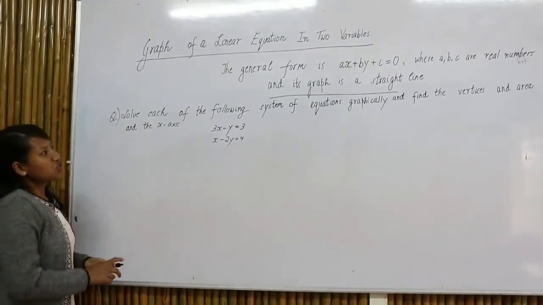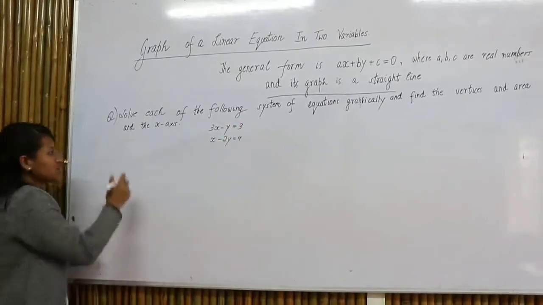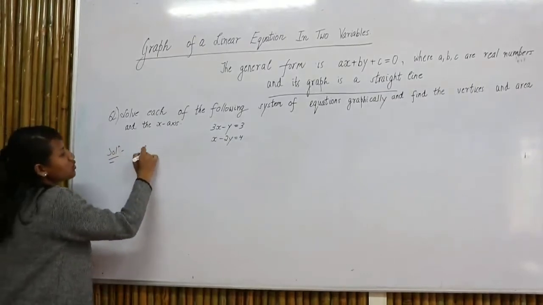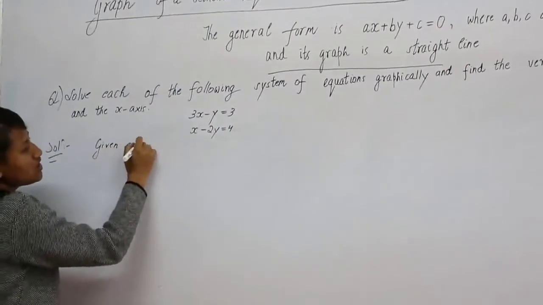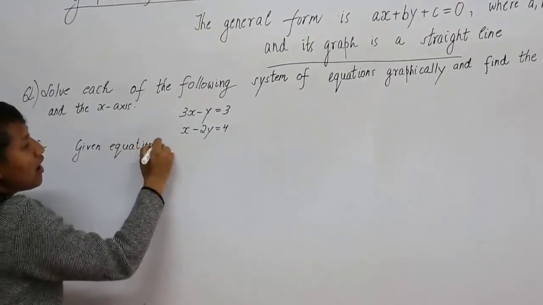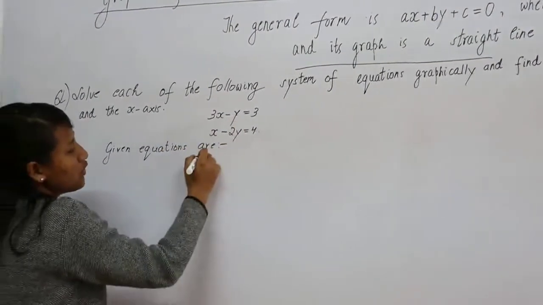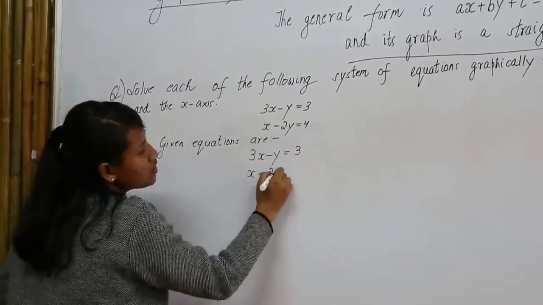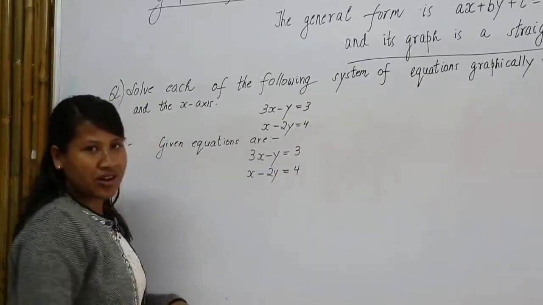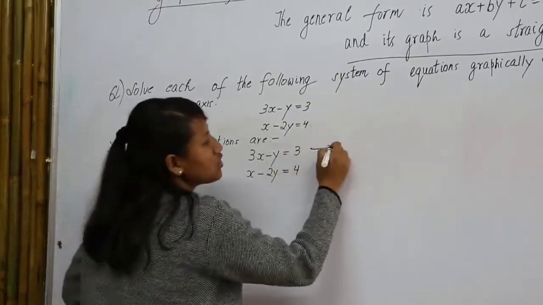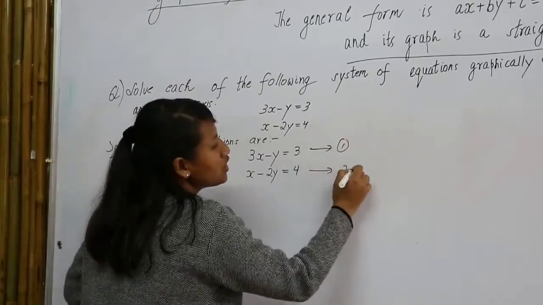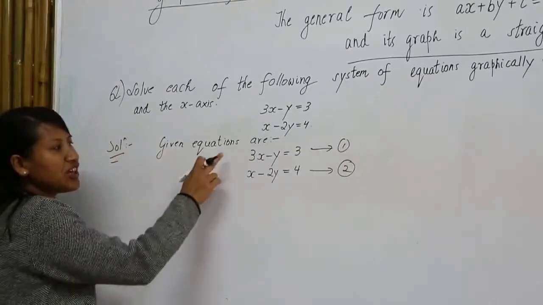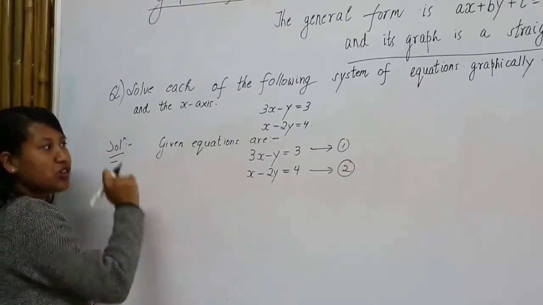So they have given these two equations. First you write these two equations. Given equations are these, whatever they've given to you, you write: 3x minus y equal to 3, x minus 2y equal to 4. Then you mark this as equation 1 and this as equation 2. Then what to do? First you take only one of these two equations. Take only the first one.